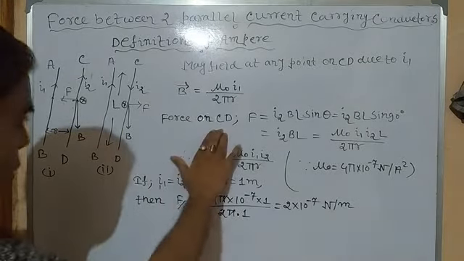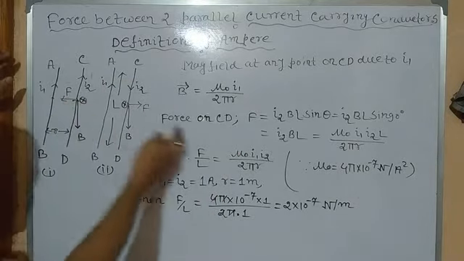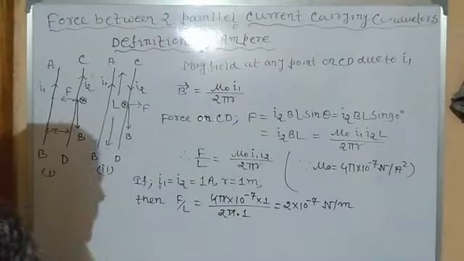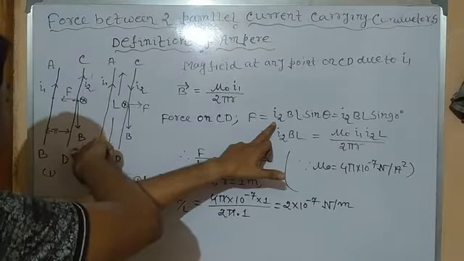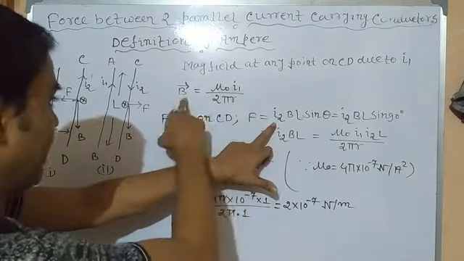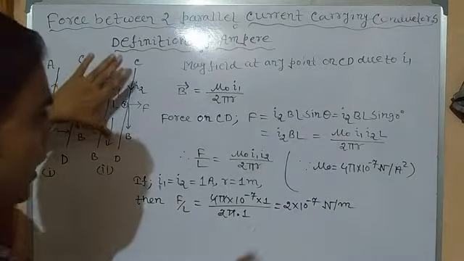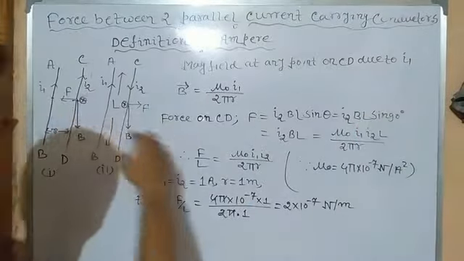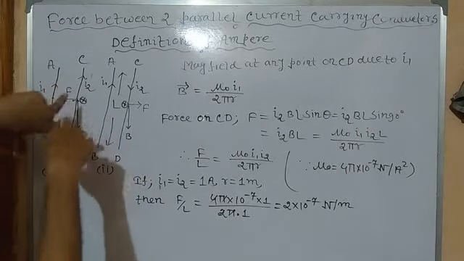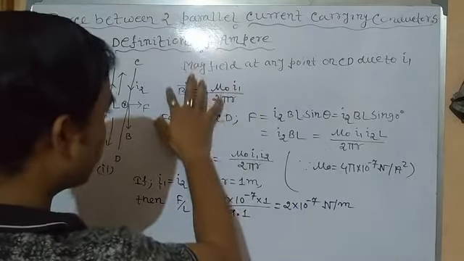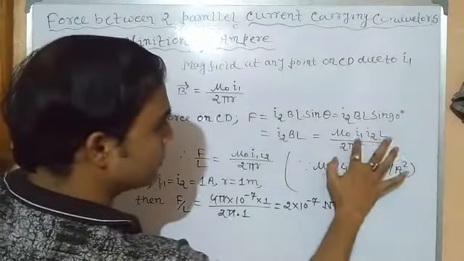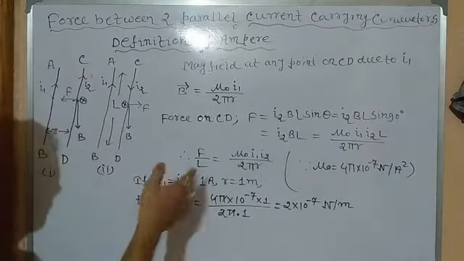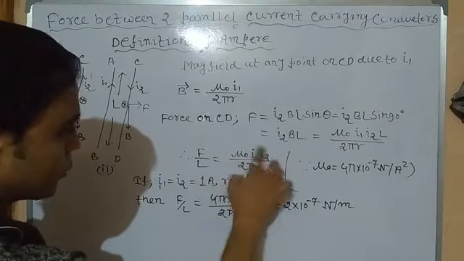Now the force on CD: because of this it will experience a force F. We have already learned last time the force on a current carrying conductor, that is F equals I B L sin theta. Here I2 is the current flowing in the second conductor, B is the magnetic field, L is the length of the conductor, and theta is the angle between the conductor and the magnetic field. So I B L sin 90 degrees, since the length and the magnetic field are at 90 degrees. Clear? So F equals I2 B L. By substituting the value of B, we get mu 0 I1 I2 L by 2 pi r. Very easy. Now the force per unit length, F by L, is mu 0 I1 I2 by 2 pi r.